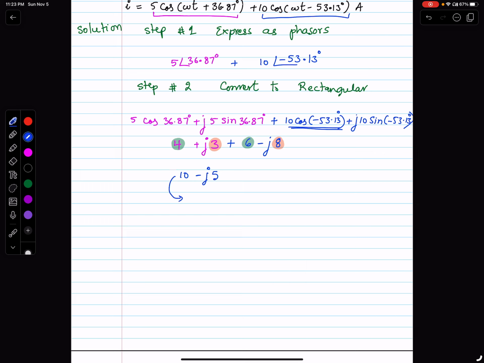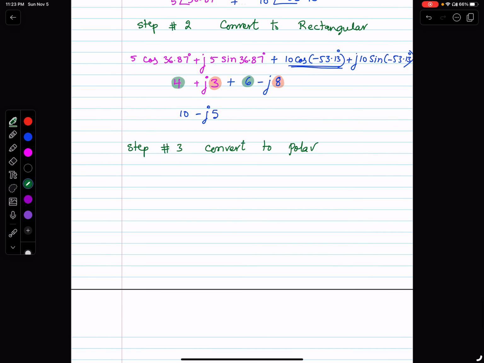You want to convert it to phasor form. That's step number 3, right? Step number 3 is to convert this to polar form. Okay, how do you convert to polar form? Well, the value of r is square root of x squared plus y squared. Okay, and angle theta is arctan, you see, imaginary part over the real part.